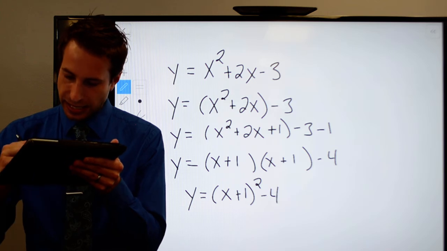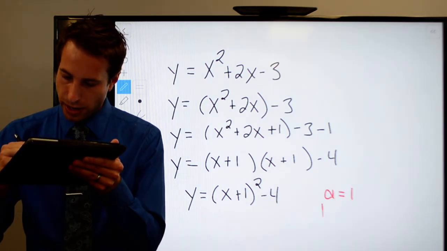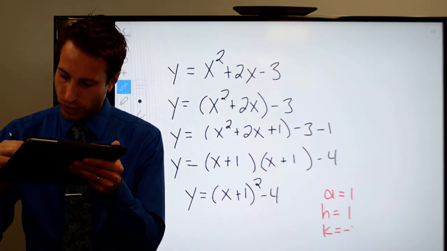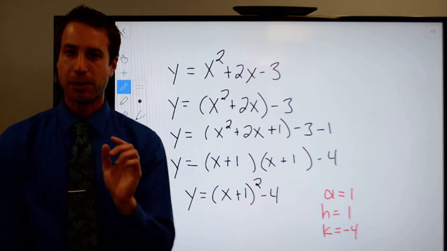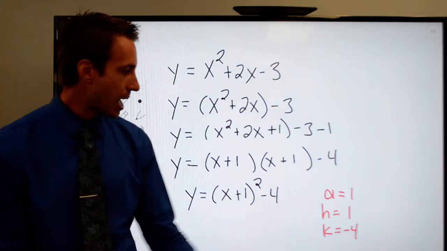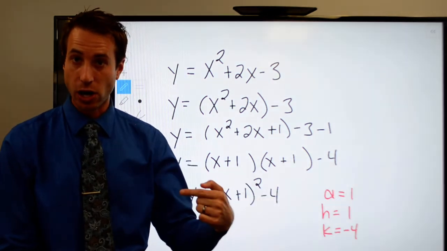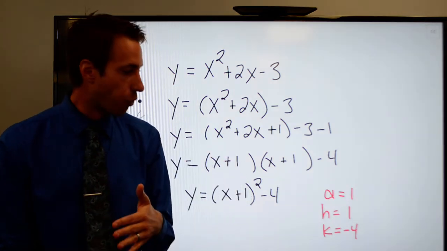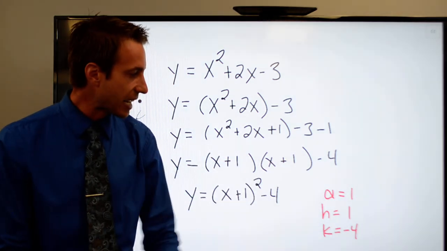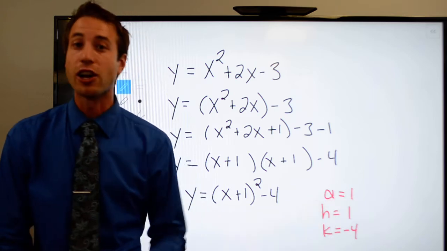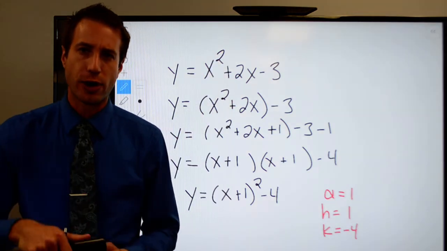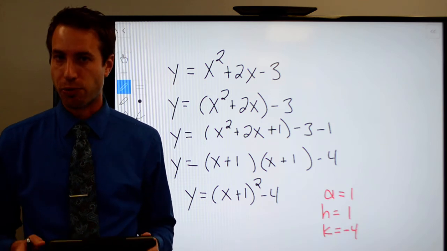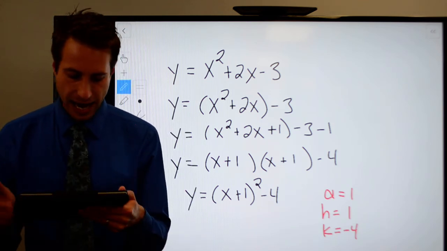And what I see is a is equal to 1, h is equal to 1, and k is equal to a negative 4. So here's what I'm going to do. I'm going to go back to my coordinate plane, and I'm going to graph this quadratic. I'm going to shift horizontally to negative 1, shift down negative 4. My parabola is going to open up, and it'll just be a standard parabola. There's no vertical stretch or vertical compression. So let's go ahead and graph this guy.